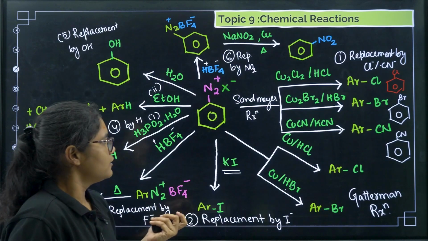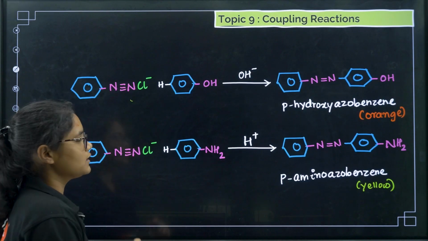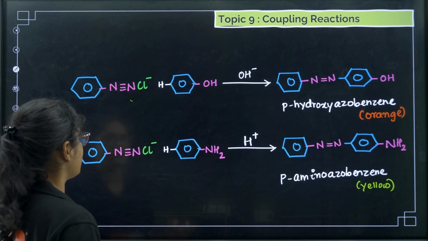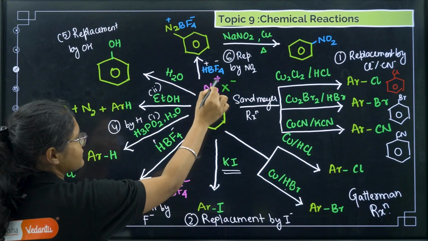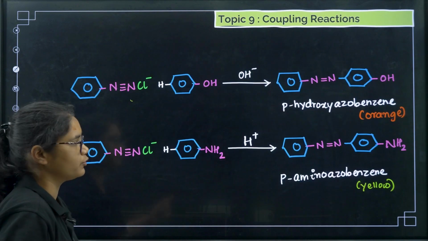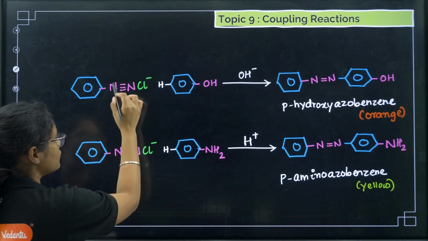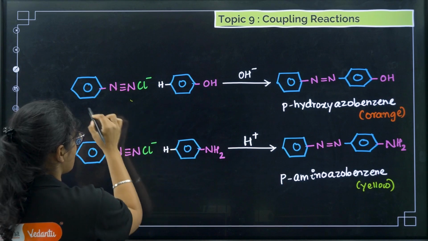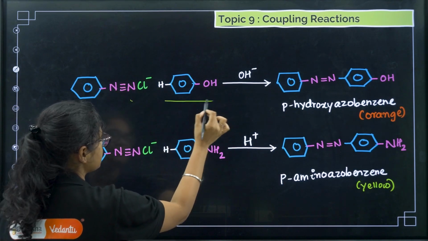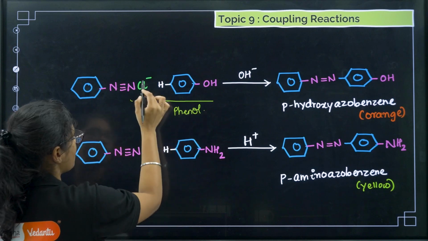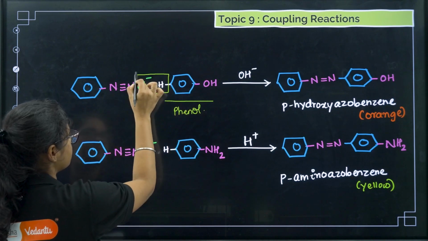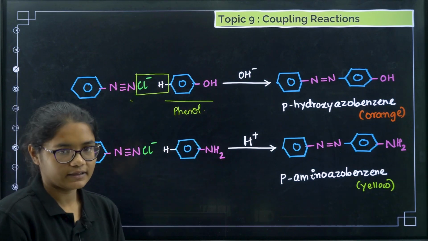Now we'll go to discuss the coupling reactions. Coupling reactions means what? In the previous reactions, if you see, this N2 group was vanishing, right? In the product there was no N2 group. In coupling reactions this N2 group will be there. So the first is benzene diazonium chloride plus phenol. If you treat it with phenol, what will happen? HCl will come out.